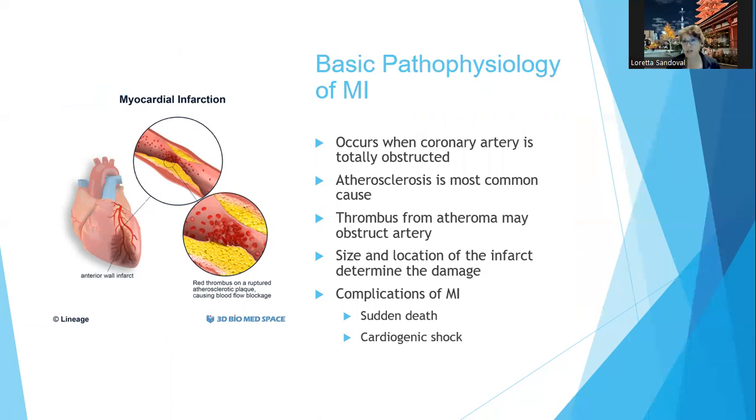Atherosclerosis is the most common cause of this. A thrombus from an atheroma may obstruct the artery, or it could just be the plaque buildup. The size and location of the infarct determine the damage. The complications of myocardial infarction are sudden death, not a good one, or cardiogenic shock, which we'll talk about a little bit more in a couple minutes.